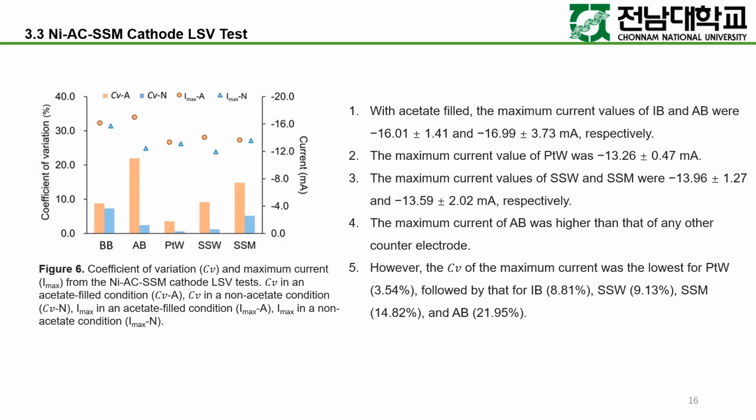However, the CV of the maximum current was the lowest for point W, 3.54%, followed by that for IB, 8.81%, SSW, 9.13%, SSM, 14.82%, and AB, 21.95%.